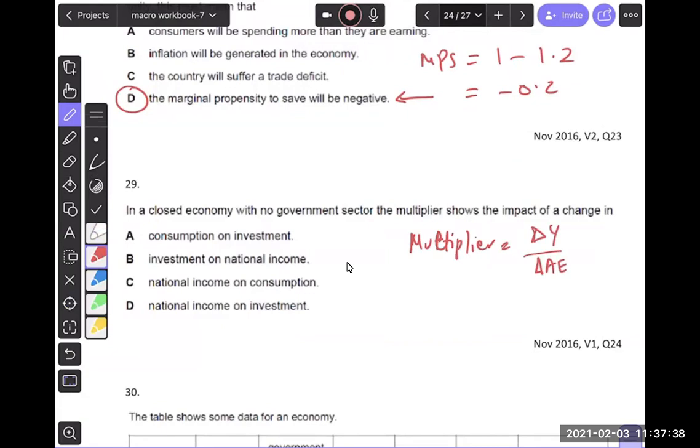So the impact of a change in investment on national income. If investment changes, how much will national income change? By the way, it could also be consumption on national income. That option is not given here, but it's the same: any autonomous change in AE on GDP. Make sense?